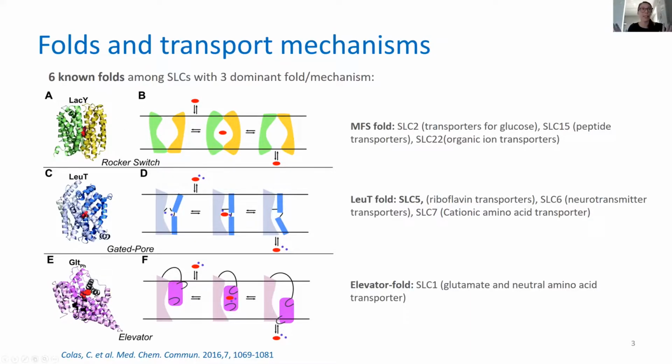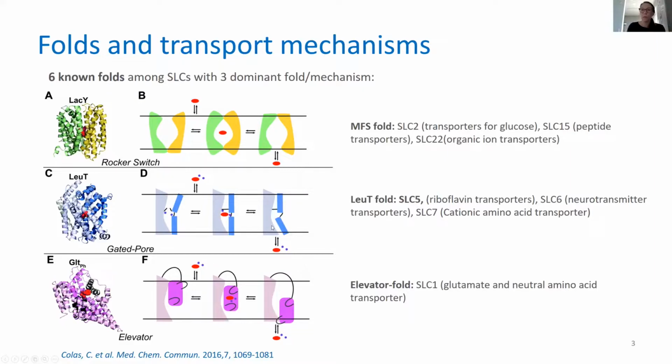I forgot to say that there are about 6 different folds known, and 3 of them are the most major folds. The MFS fold contains 12 transmembrane helices, where we have some kind of pseudosymmetry. We have 6 helices that can be superimposed onto the other 6 helices. These helices perform a major conformational change where they can transport a substrate through the transmembrane. Some interesting representatives are the SLC2 family or the SLC15 family.